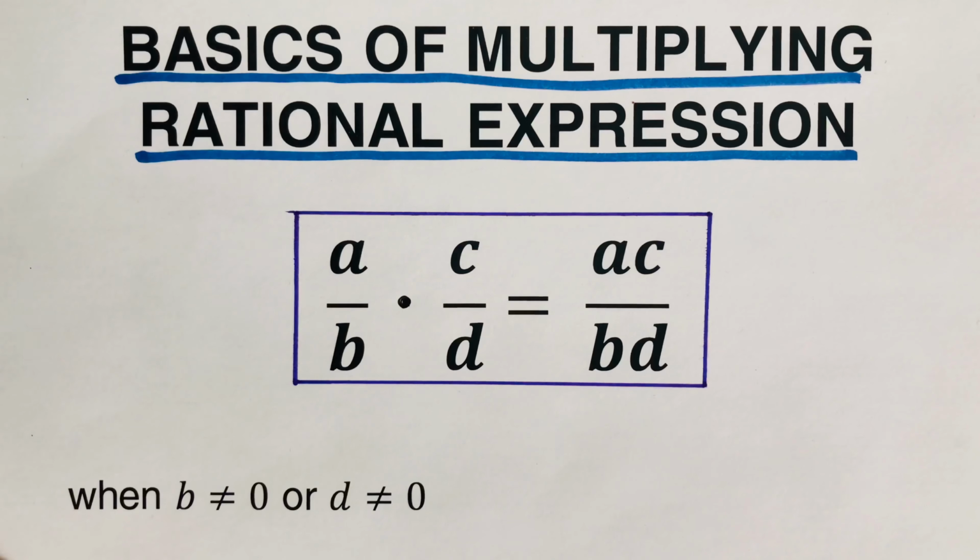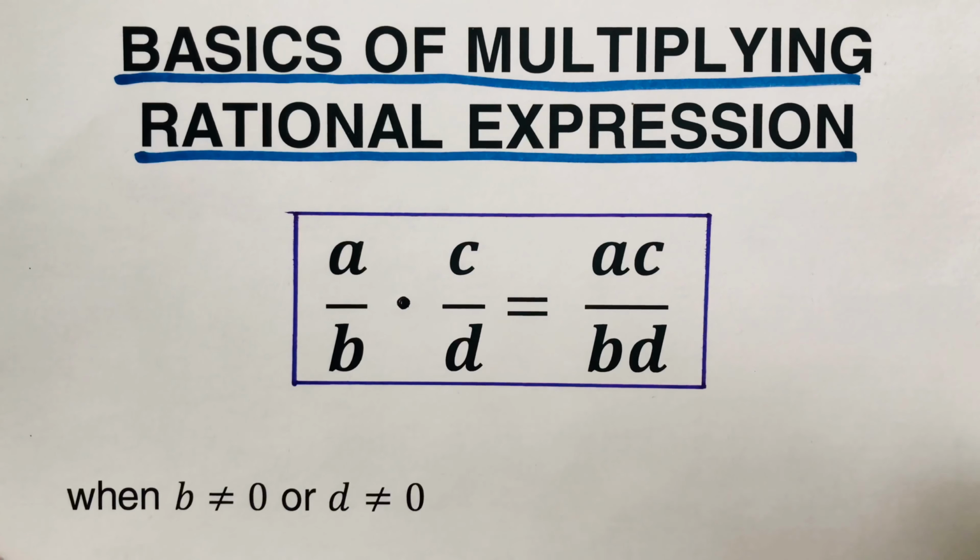Now, we remember that this is only true when B is not equal to 0 and D is not equal to 0. Because if any of these is 0 or both of these are 0, then we can go ahead and say that this expression becomes undefined, because dividing by 0 is undefined.